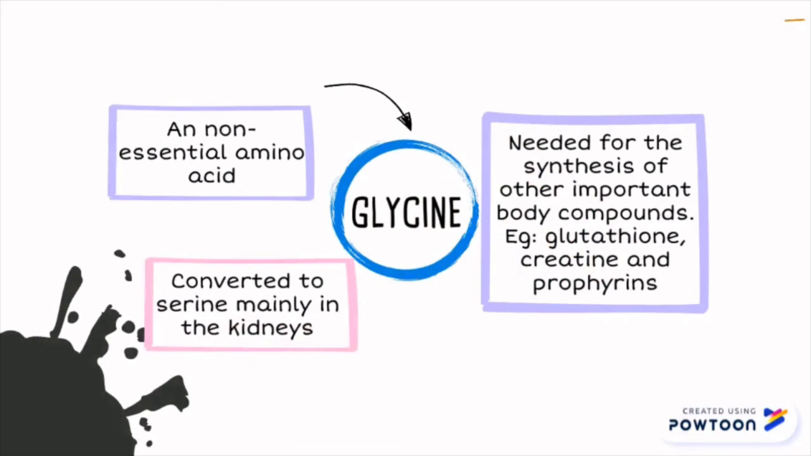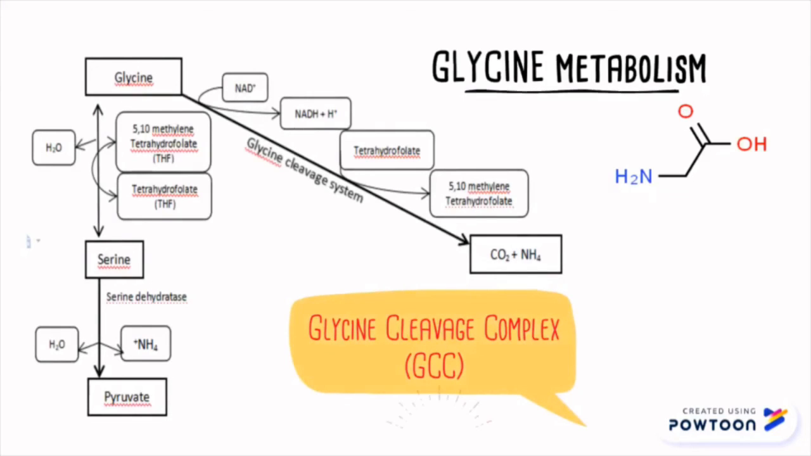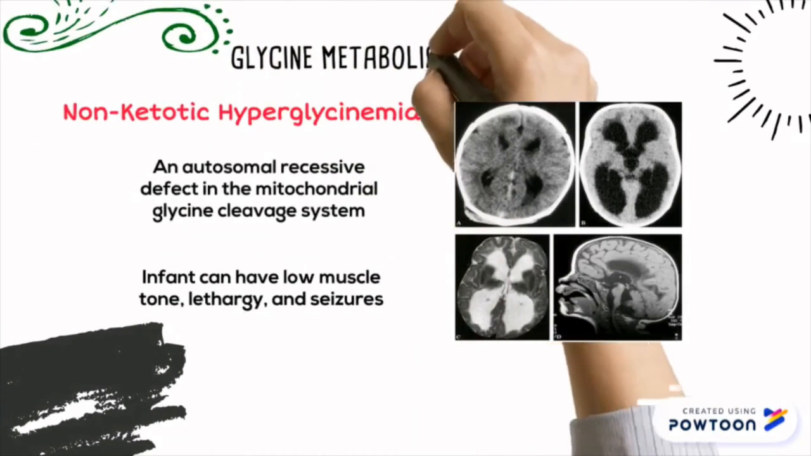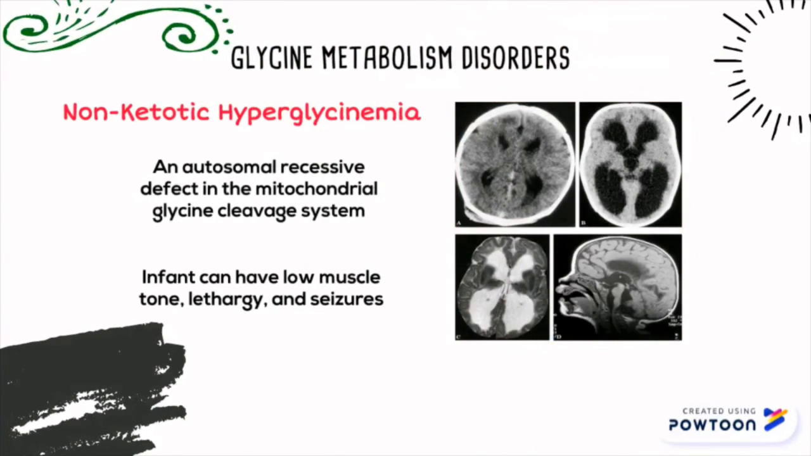Next is amino acid glycine. Glycine metabolism is done by the glycine cleavage complex that produces 5,10-methylene tetrahydrofolate, carbon dioxide and ammonia. Disorder of glycine metabolism causes non-ketotic hyperglycinemia.